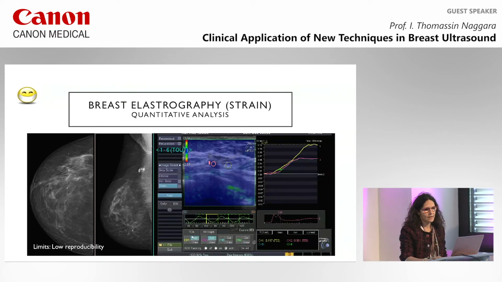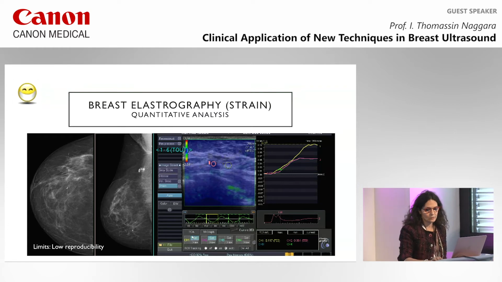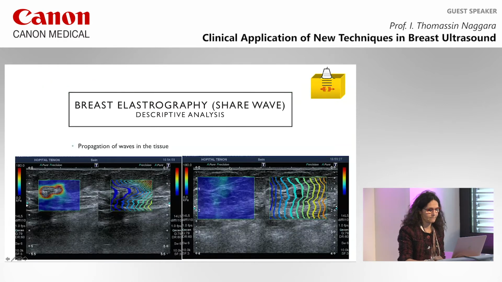So here, an example of strain elastography. I will show only one example because in our practice, finally, we do not use this technique so much; the main limit of this technique is lack of reproducibility. Here you have an example of quantitative analysis, and we know that malignancy is suggested when the ratio is higher than 4 when you compare the deformability between the lesion and the adjacent normal parenchyma, like in this example.